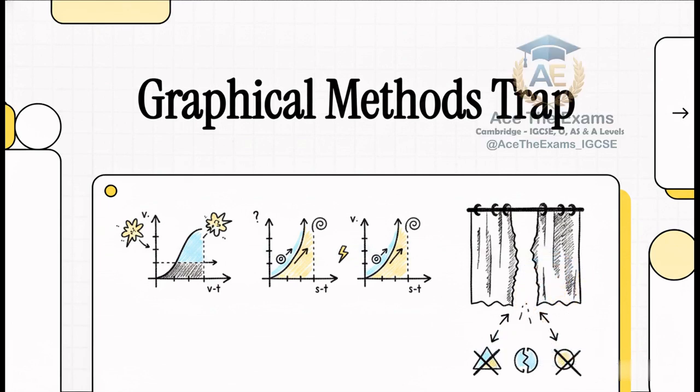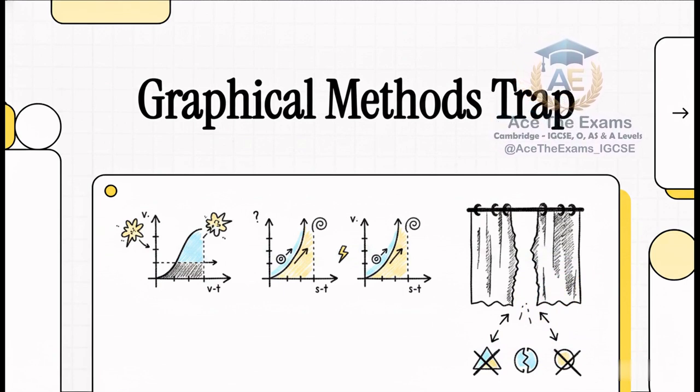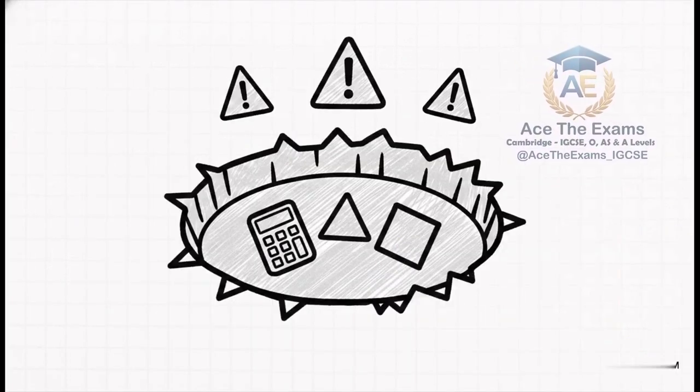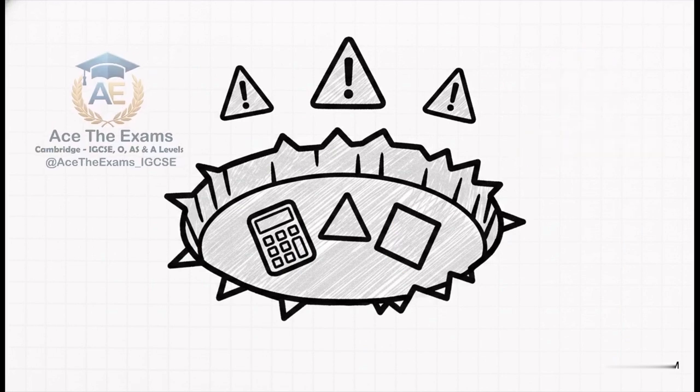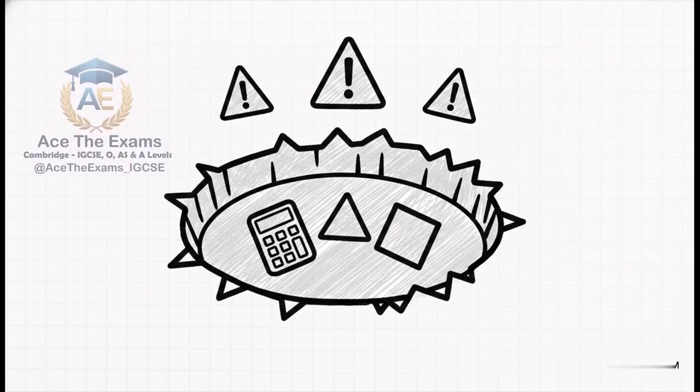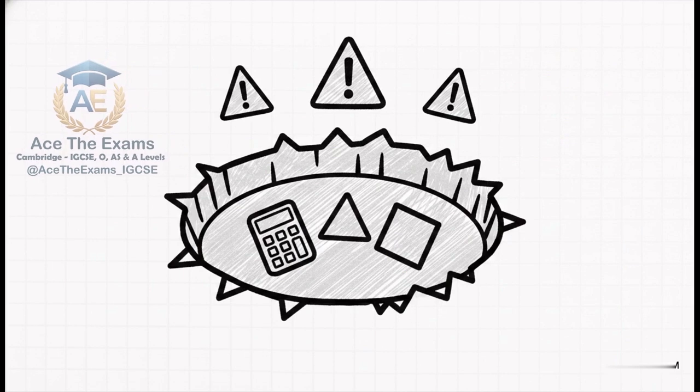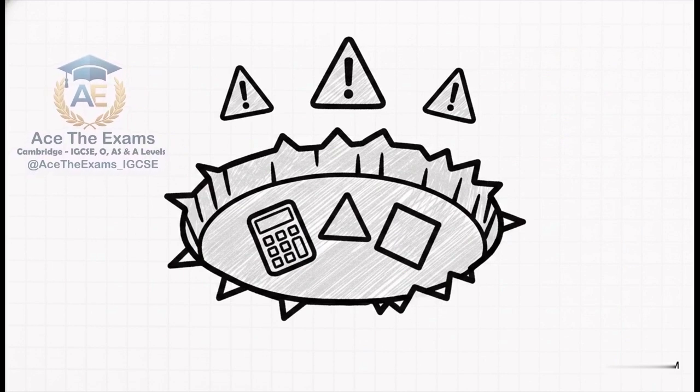Today in this explainer, we're completely tearing down the myths surrounding the area under a velocity time graph and the gradient of those ST and VT graphs. So many students rely on this quick visual trick to find the area under a VT graph or the gradient of ST and VT graphs. But here's the thing. This exact shortcut is risking your grade boundaries right now.